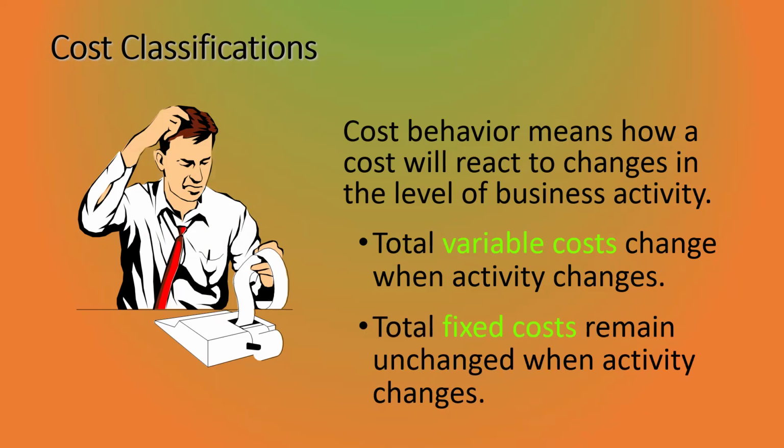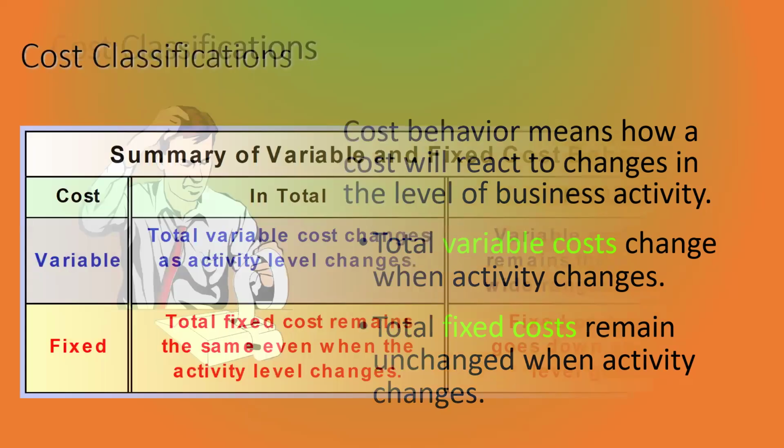Other cost is called fixed cost. Fixed costs remain unchanged when activity changes. Now we can take the same example of making t-shirts. If we produce one t-shirt, or 20 t-shirts, or 100 t-shirts, the rent of the factory remains the same. It will not change even when we produce 0 t-shirts, or when we produce 100 t-shirts. So this cost, which remains unchanged when the level of activity changes, is called fixed cost.